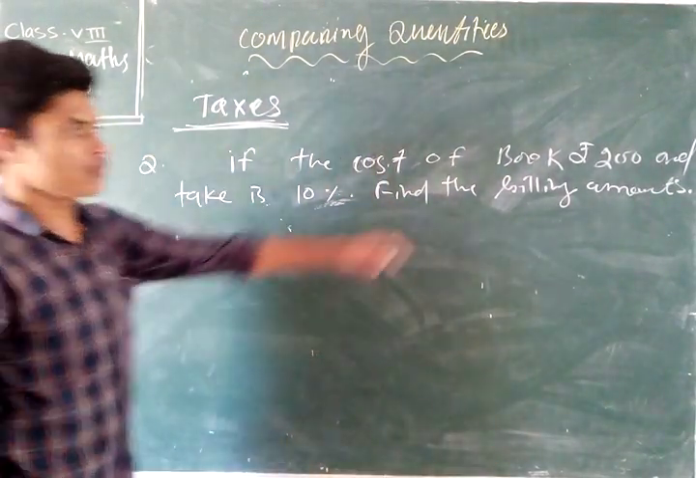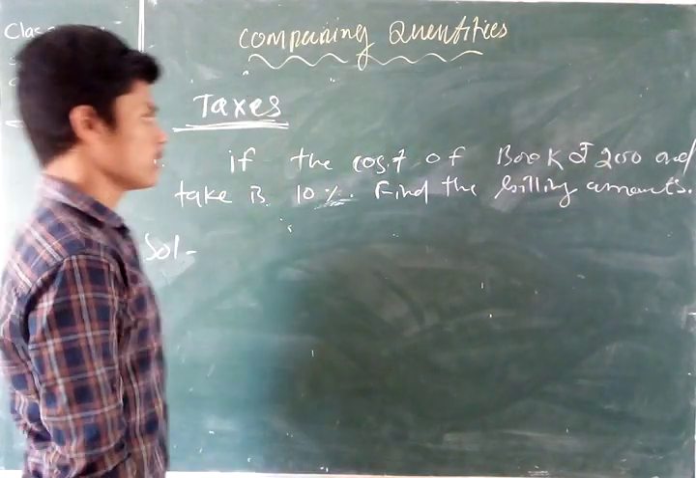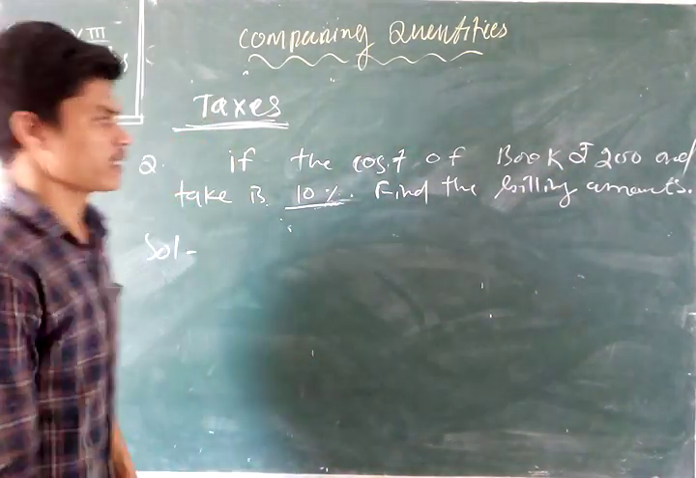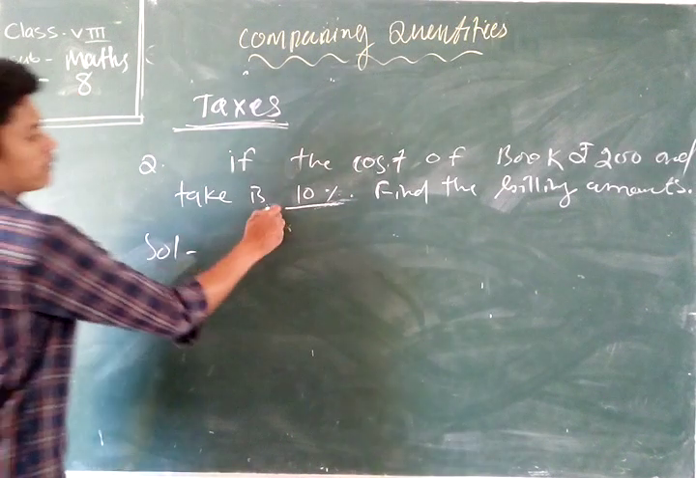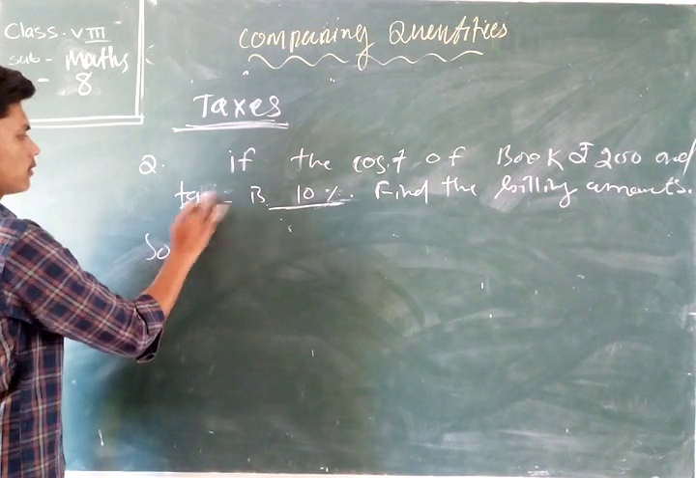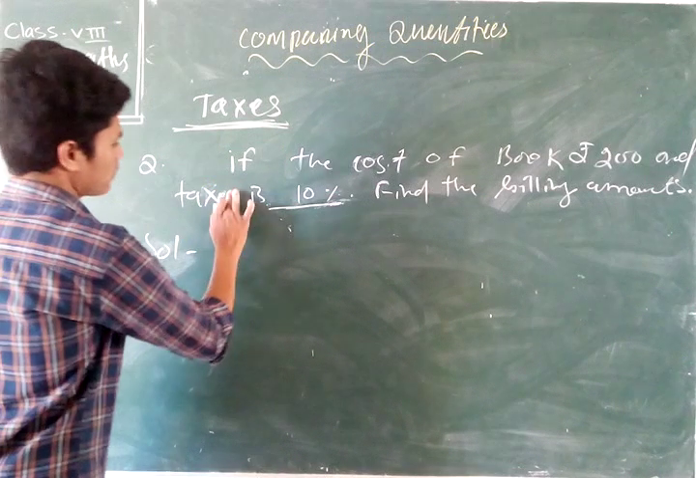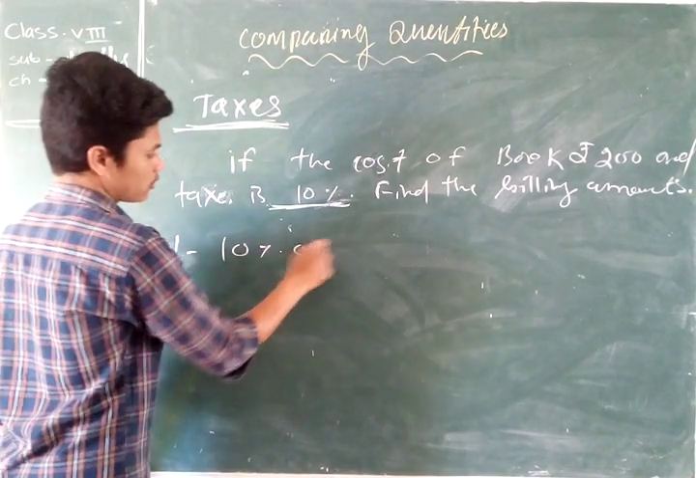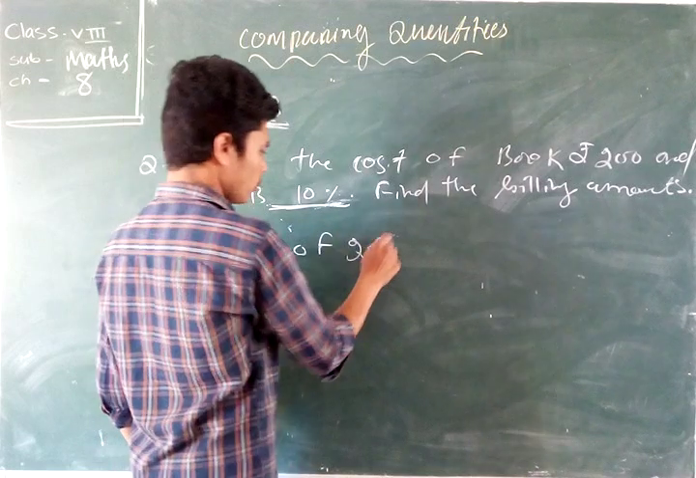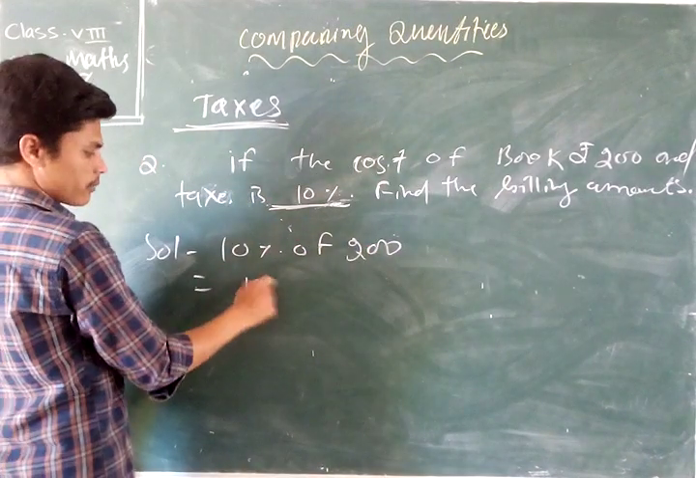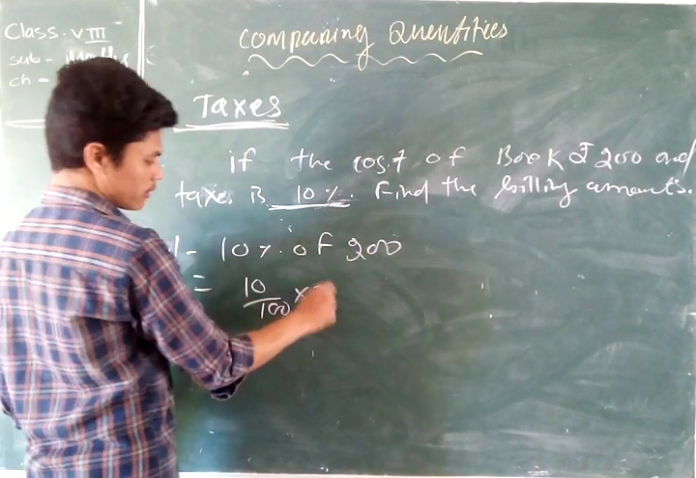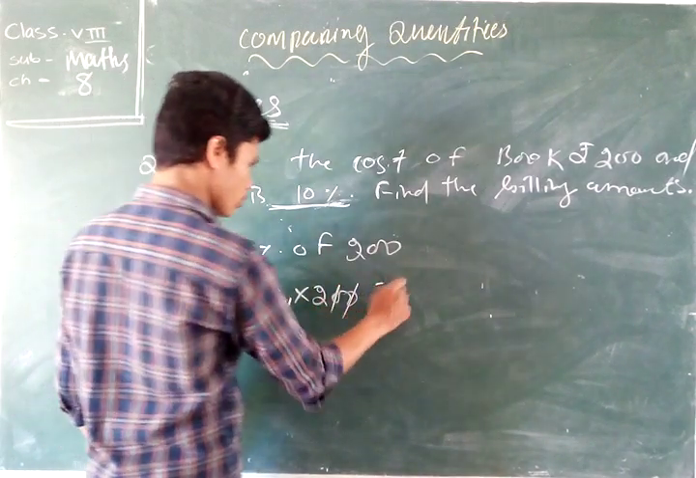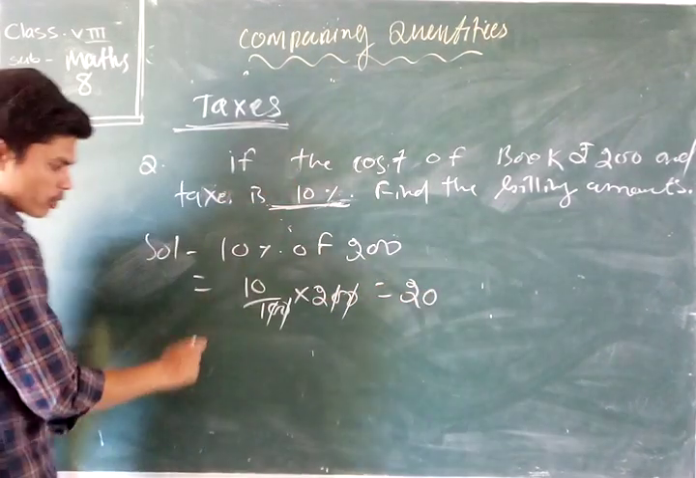The solution: the cost is 200 and the tax added is 10%. So tax is 10% of 200, that is 10 by 100 into 200. Okay. That is 20. Then the billing amount.